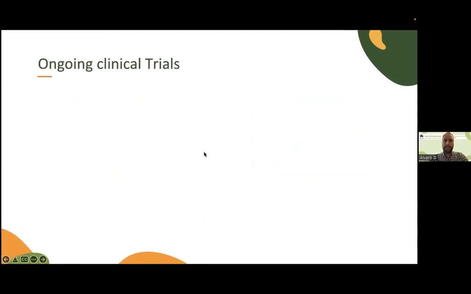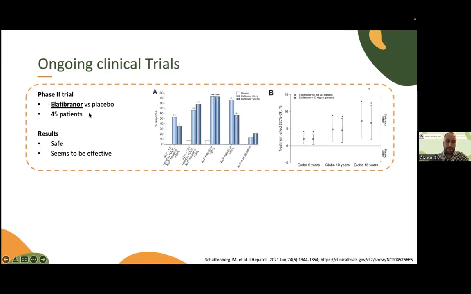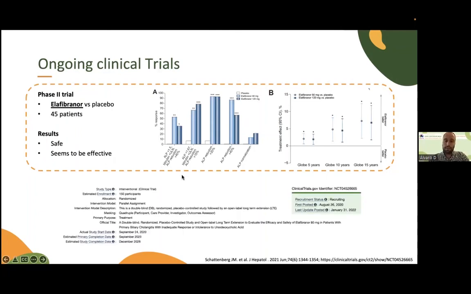And just before ending, I want to show two examples of clinical trials, referring to two ongoing trials. In this phase 2 trial evaluating elafibranor against placebo, they included 45 patients, and the results showed that the drug was safe and seemed to be effective. This is the aim of phase 2 trials: evaluating safety and also first data about effectiveness. Because of these results, the researchers decided to run a phase 3 trial, and we expect to have the results in the upcoming years.